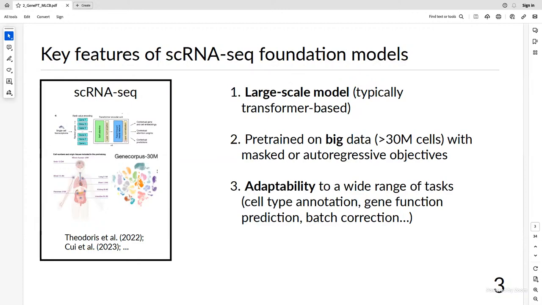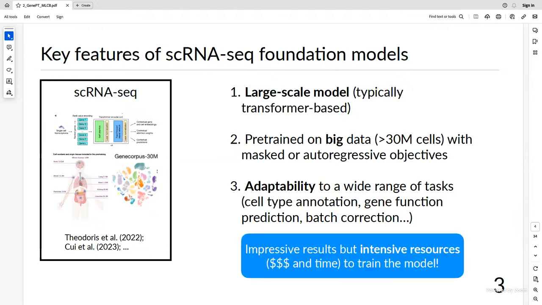And the final feature, which to some is the defining feature of the so-called quote-unquote foundation model, is that the representation these models learn can really be adapted to a wide range of different tasks. In particular, some of the tasks that the authors have demonstrated include cell type annotation, gene functionality prediction, as well as batch integration and batch effect correction.